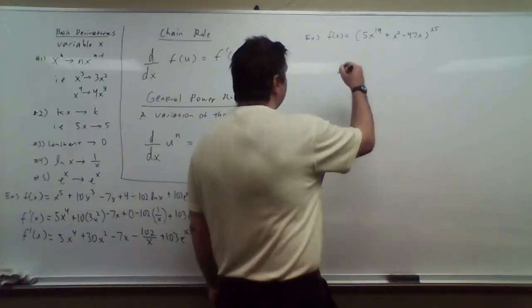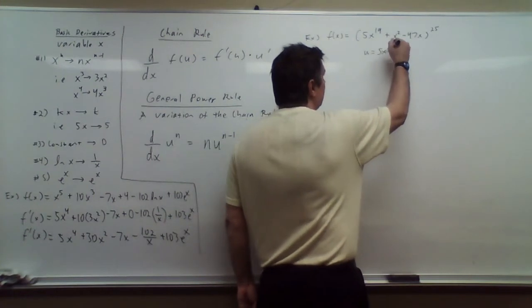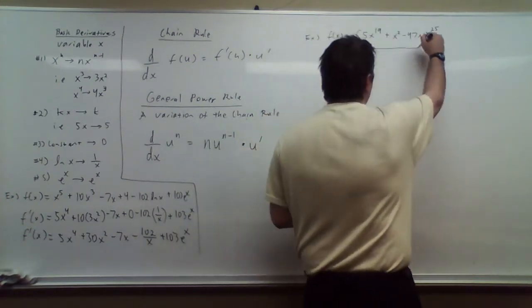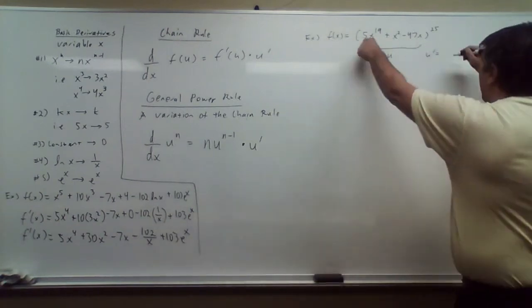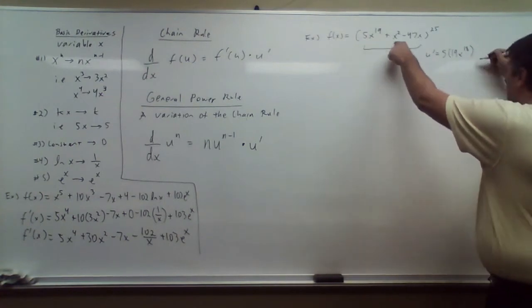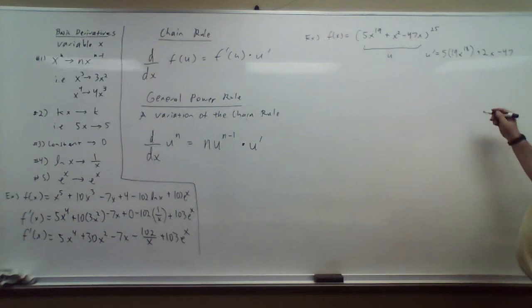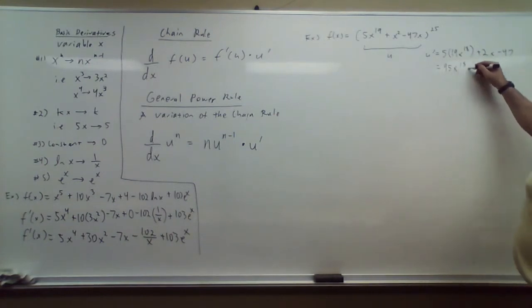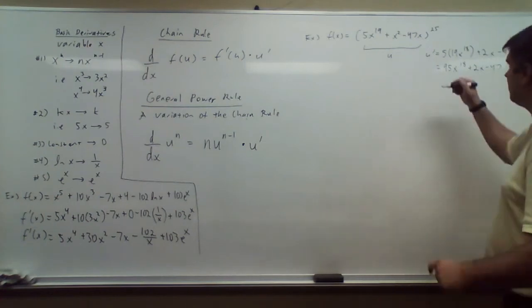So this will equal 5x to the 9th. Well, I'm just going to write what u is. This will take the role of u. So u prime would be 5 times 19x to the 18th plus 2x minus 47, which would just be 95x to the 18th plus 2x minus 47. That's what u prime is.